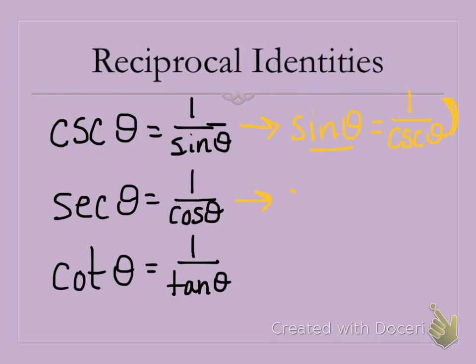So we could also say that the cosine of theta is really just the reciprocal of secant, or 1 over secant, and we could say that the tangent of theta is really just the reciprocal of cotangent. So both of these forms are saying the same thing, but the different formats allow us to do different things and to simplify in different ways depending on what we get in our expression.